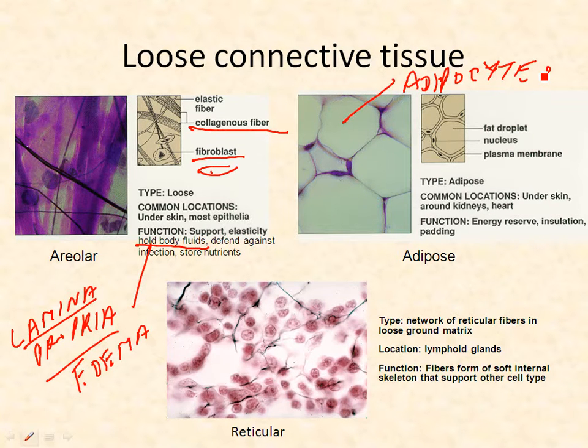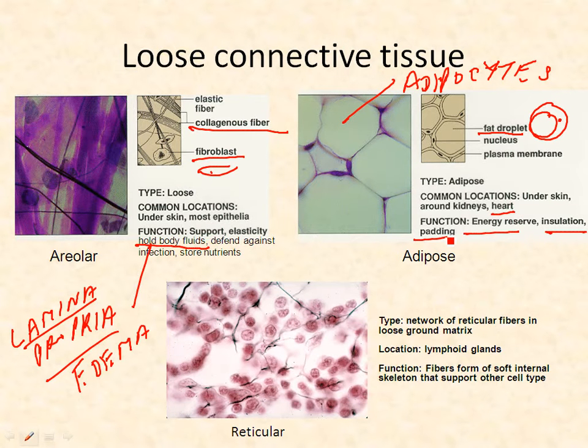In an adipocyte, a huge amount of fat can be stored, pushing the nucleus and cytoplasm to the periphery. So they, of course, appear white. Common locations are under the skin, around the kidney, and the hard working heart. Under the skin, I'm sure we are all familiar with the blubber that is found under the skin of the whale. Function is energy reserve, insulation, and padding.